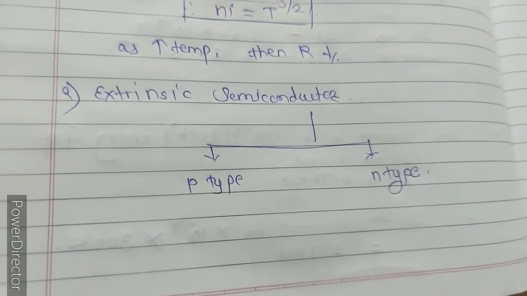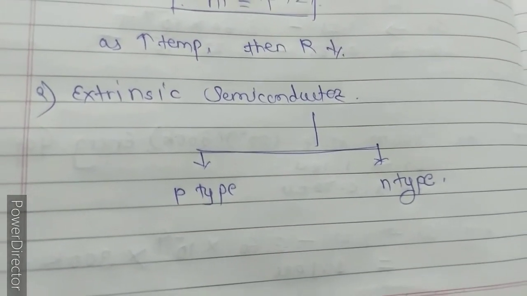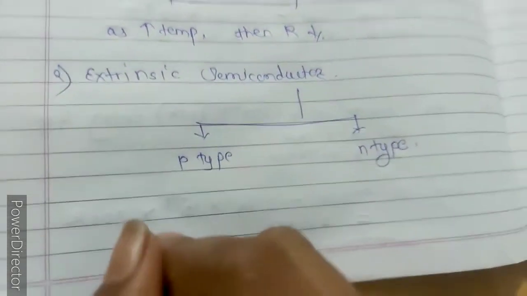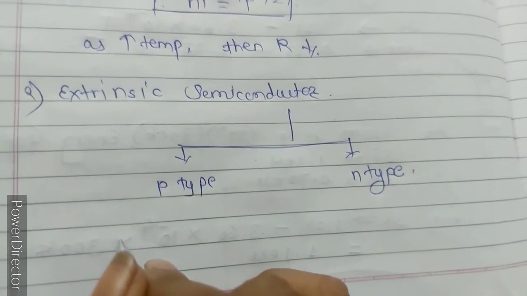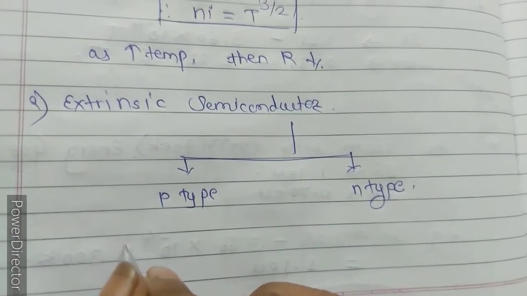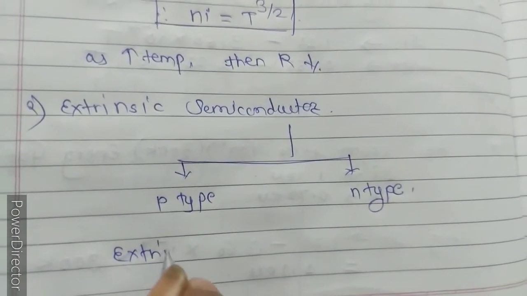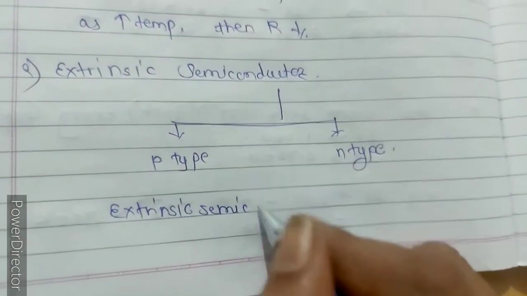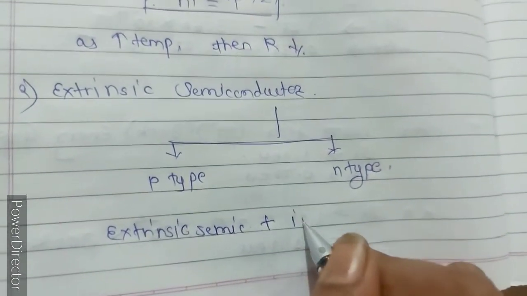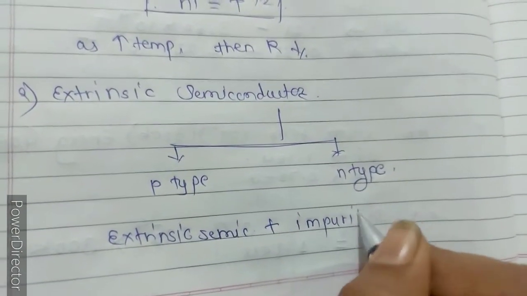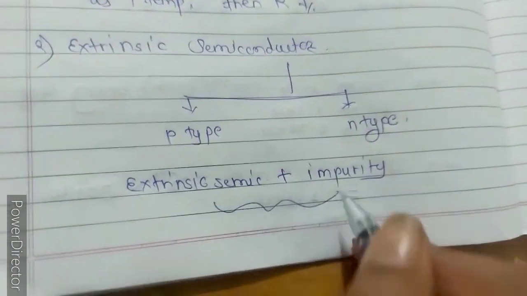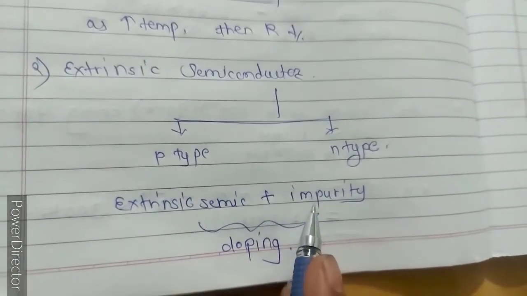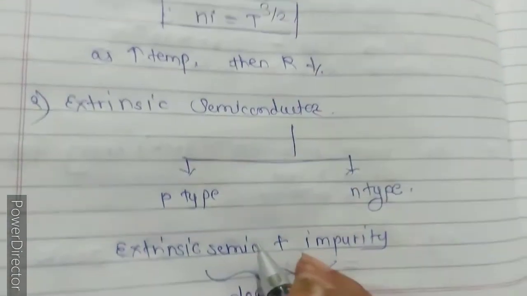Doping means adding impurity to the semiconductor, which gives you the extrinsic semiconductor. That means here we take a pure semiconductor and add impurity to it. This process is called doping, meaning adding the impurity to the semiconductor.